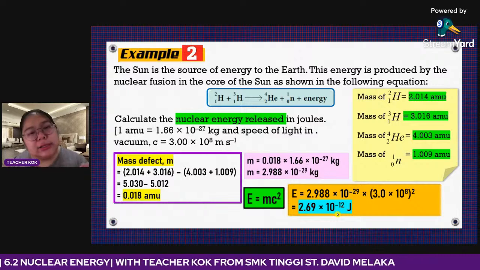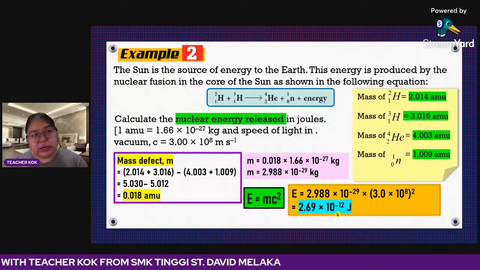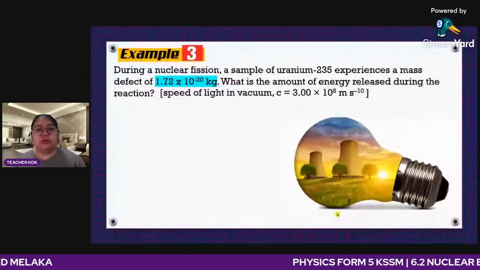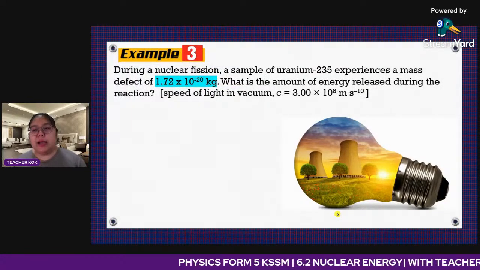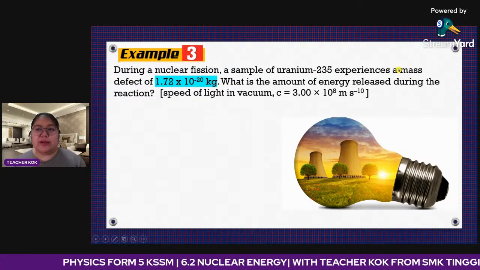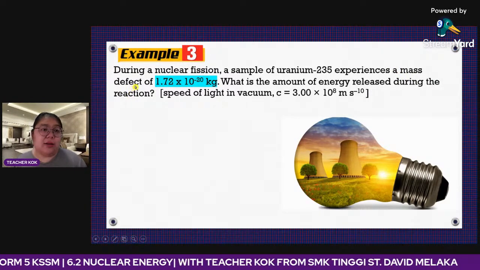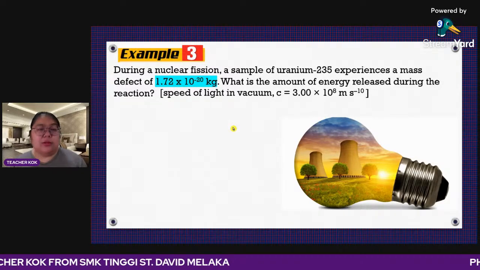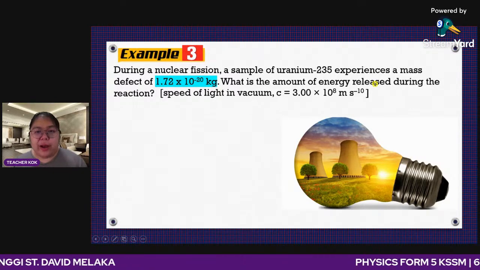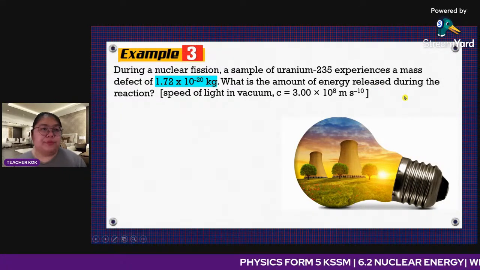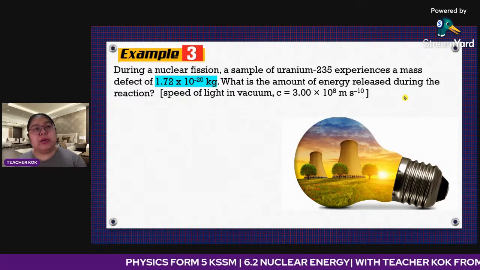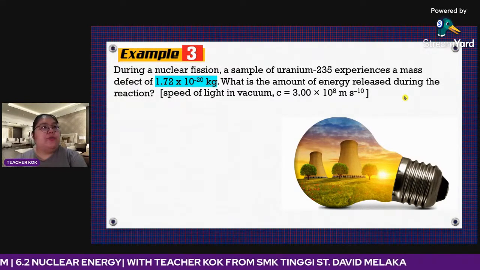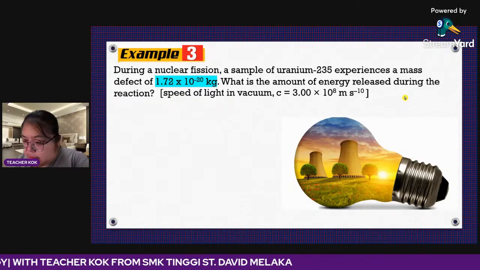So this second question, fusion, is already finished. Fission is also finished. The calculation is almost the same. From here, we go to example 3. Example 3 is a little bit easier because the question already gives you the mass defect. It's already provided, so you don't need to do the method. Straightforwardly, they want to find the amount of energy released. Give me E equals mc squared. What's the E? For example 3, I wait for the students to give me the answer.